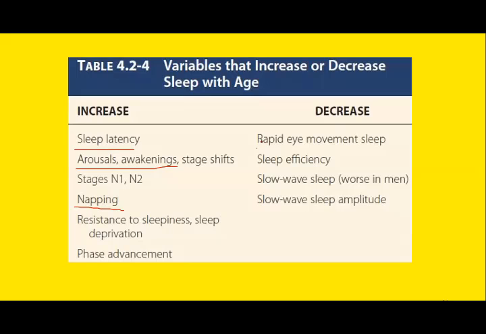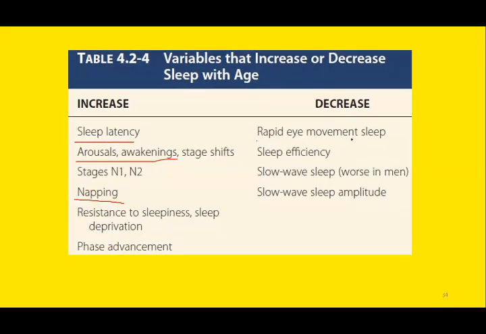all right. So with age, there is decrease in the rapid eye movement sleep, REM sleep. The sleep efficiency is also compromised, and there is decrease in the slow wave stage as we age. So these are the variations that we may observe with age.